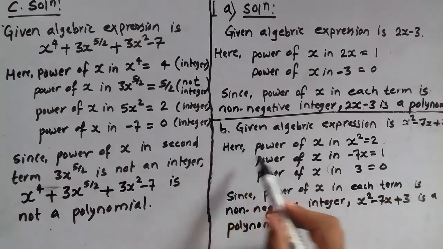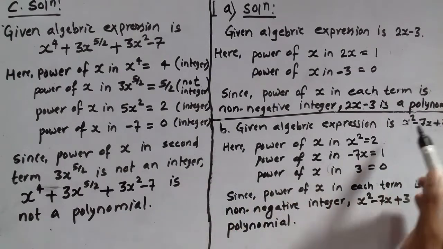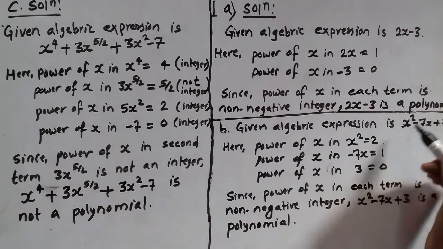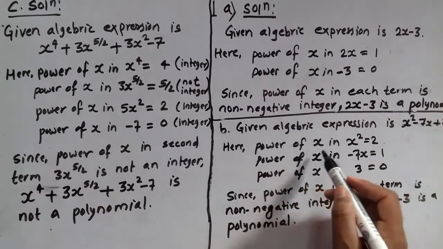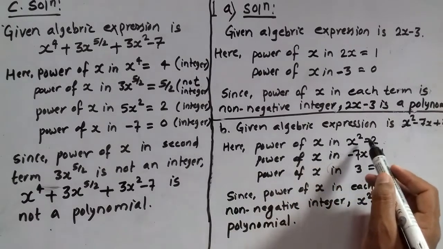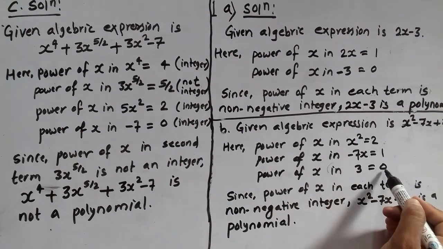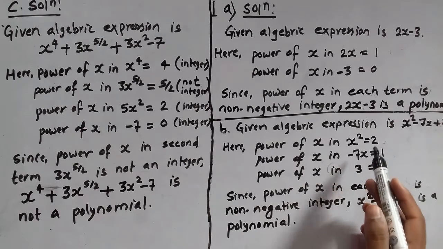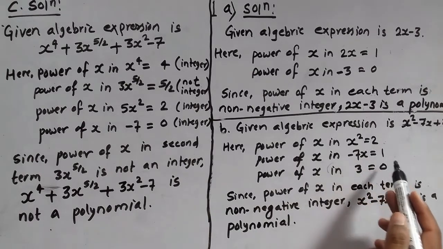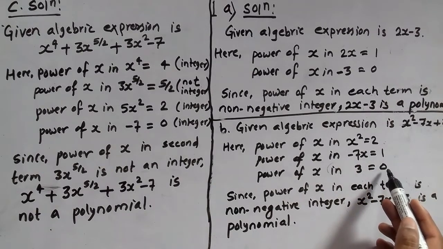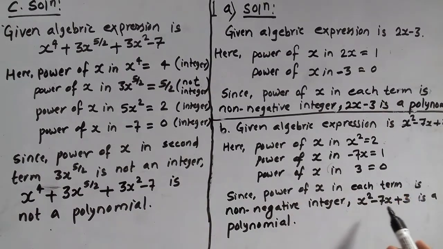Similarly, in B, the variable is x, so we write the power of x: in x square it is 2, in minus 7x it is 1, and in 3 it is 0. All of these, 2, 1 and 0, are non-negative integers, so this given algebraic expression is also a polynomial.